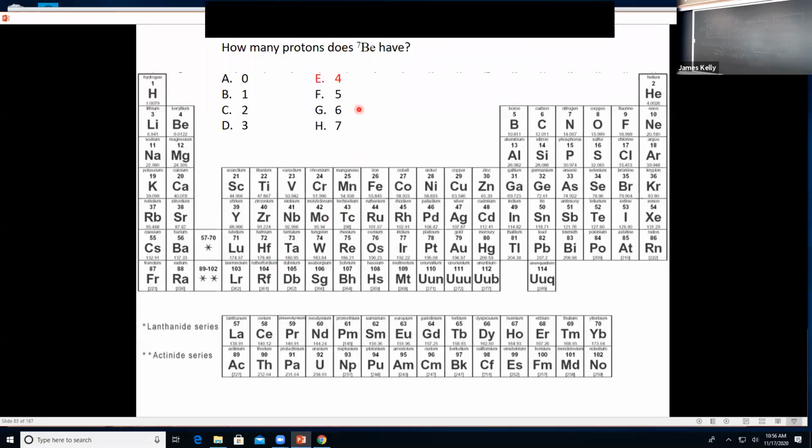It's hard to see in the classroom, but I've made it red there, the correct answer. You're looking at that 4 above beryllium. By definition, that symbol for beryllium, or the name beryllium, always goes with Z equals 4, 4 protons. Okay, how many neutrons does beryllium-7 have?